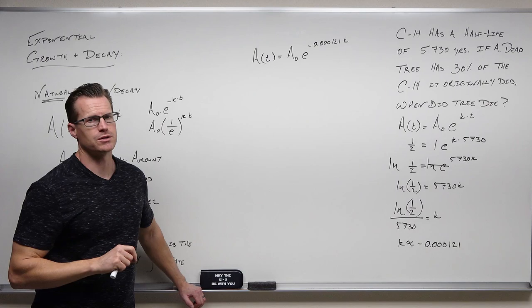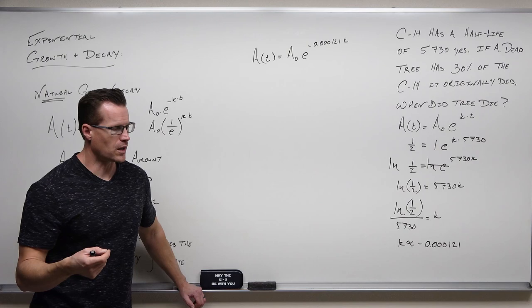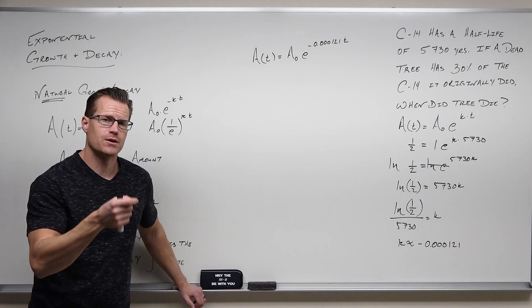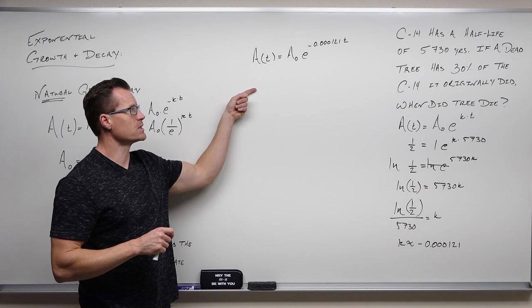Now, the next question is a little bit confusing for a lot of people. They go, well, wait a minute. What do you mean 30%? I don't even know how much I originally had. How am I supposed to find 30% of it? Well, here's the point. No matter what you originally had, if there's 30% of it remaining, this is going to end up being 0.30 equal to whatever your exponential is.